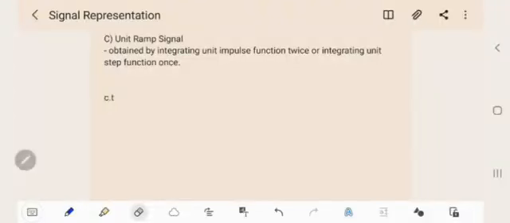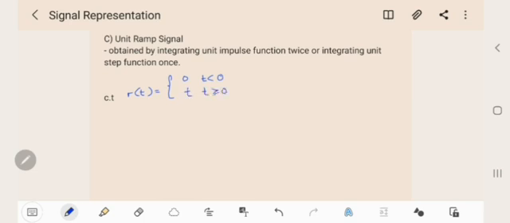Now we talk about the unit ramp signal. It is obtained by integrating the unit impulse function twice, or integrating the unit step function once. In the continuous time domain, the ramp signal is represented as r(t) equals 0 when t is smaller than 0, and t when t is bigger than or equal to 0.